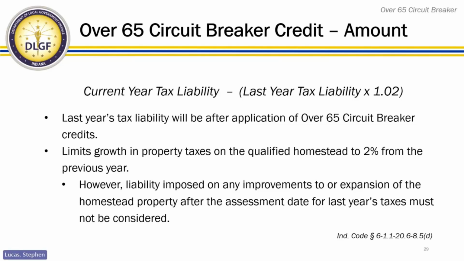So the circuit breaker credit amount is calculated as shown on the screen. The current year's tax liability, you subtract from that last year's tax liability multiplied by 1.02. And essentially that operates as a cap so that the growth in property taxes on the qualified homestead doesn't exceed 2% year over year. However, there is the ability to exceed that if it's based on improvements to or expansion of the homestead property after the assessment date for last year's taxes.